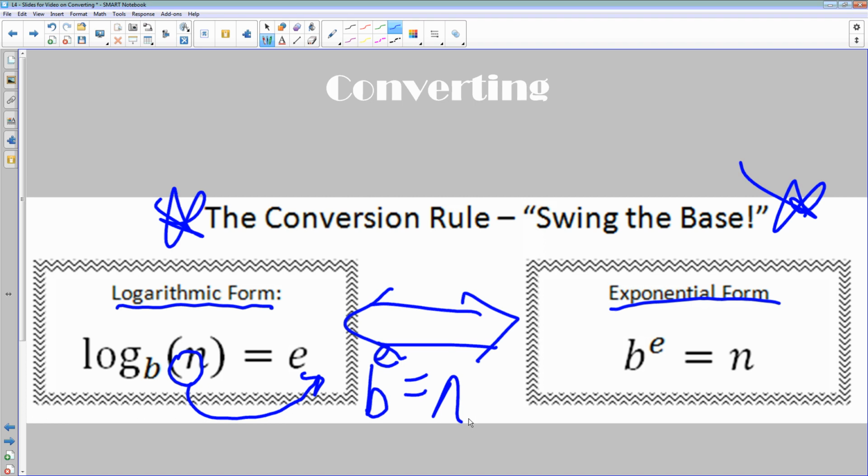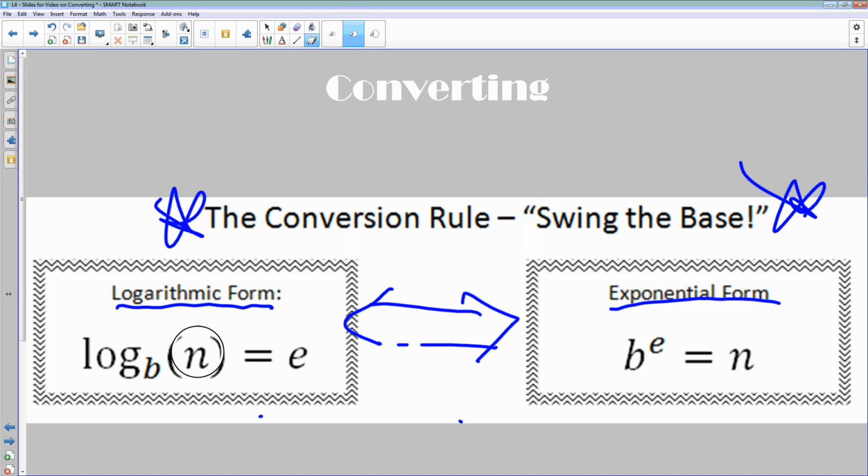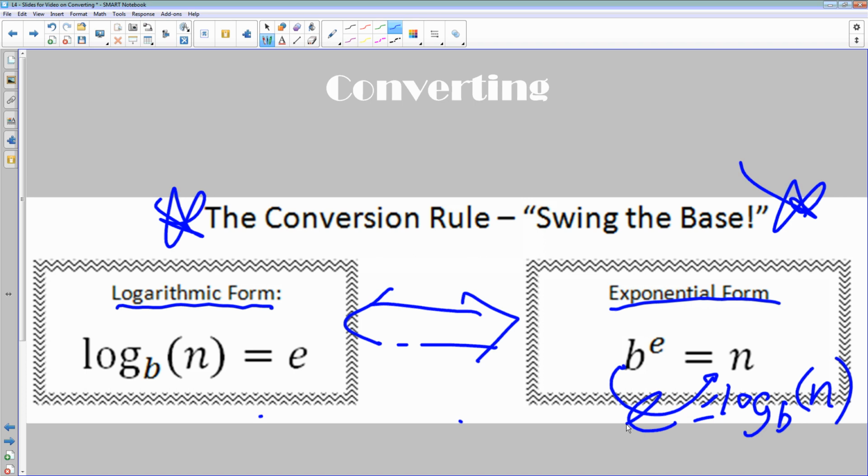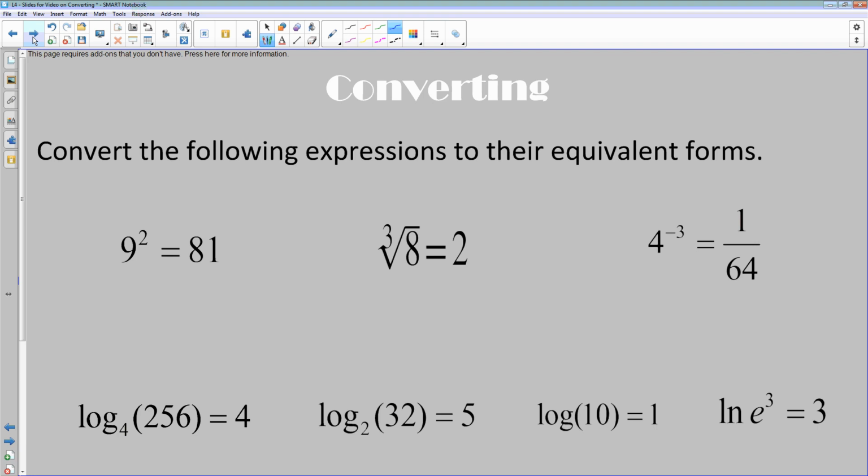Same thing with exponential form. If you started with a base e, you're going to swing it over here, and now it's going to become the base of your log. So it's log base b, n is still in the same spot, and the e is now the answer. So both ways it works. Let's convert some and practice here. These should all be on your note sheet. Feel free to pause at any time if you want to try it yourself, and then press play when you're ready. We want to convert the following expressions to their equivalent forms.